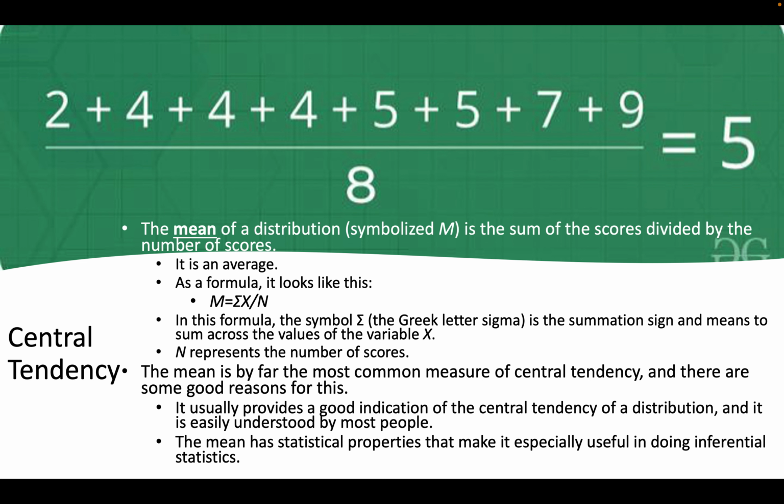The mean is by far the most common measure of central tendency, and there are some good reasons for this. It usually provides a good indication of the central tendency of a distribution, and it is easily understood by most people. The mean has statistical properties that make it especially useful in doing inferential statistics. So the mean actually just means average. If we add all these numbers up, we get 40. And if we divide it by 8, we get 5. And that is the mean. 5 is the mean in this case.